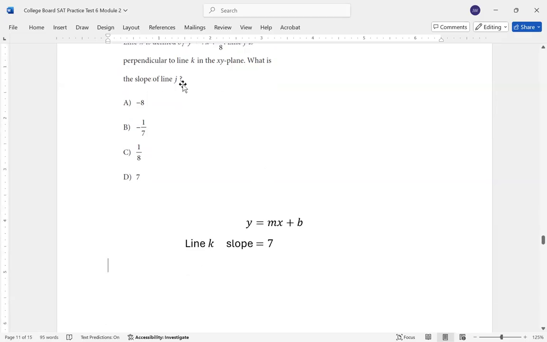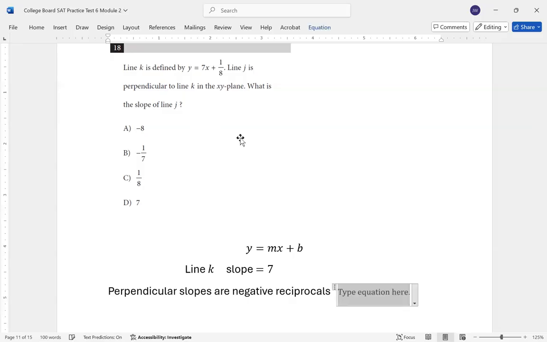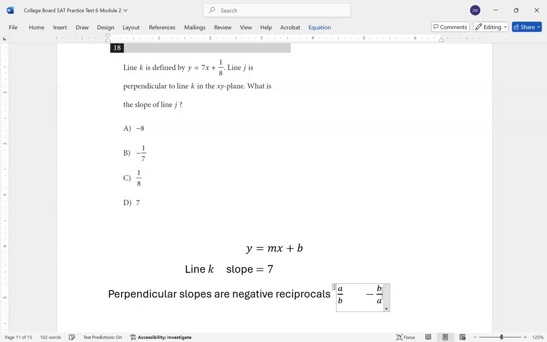Now we need to figure out the slope of line J. Since it's going to be perpendicular, perpendicular slopes are negative reciprocals of each other. That means if one of them is a over b, then the other is going to be the negative reciprocal. Reciprocal means I flip the numerator and denominator. Negative means I negate the whole thing. So I'm going to do negative b divided by a.